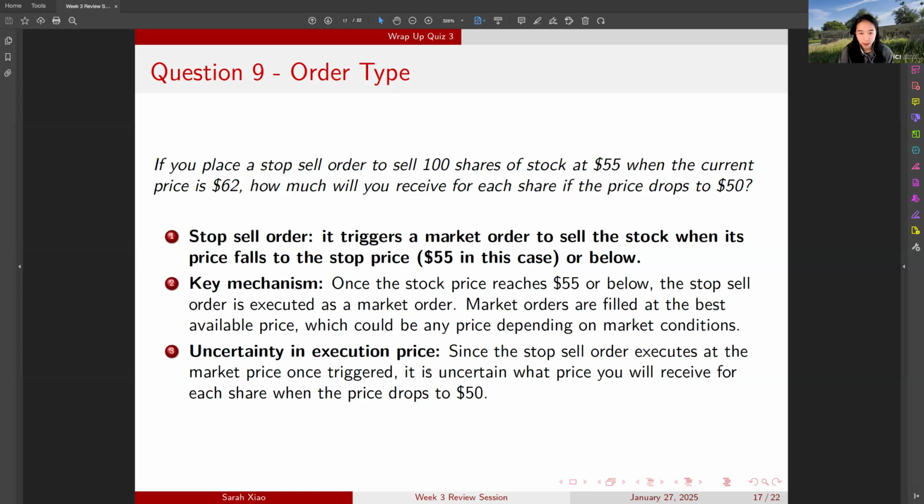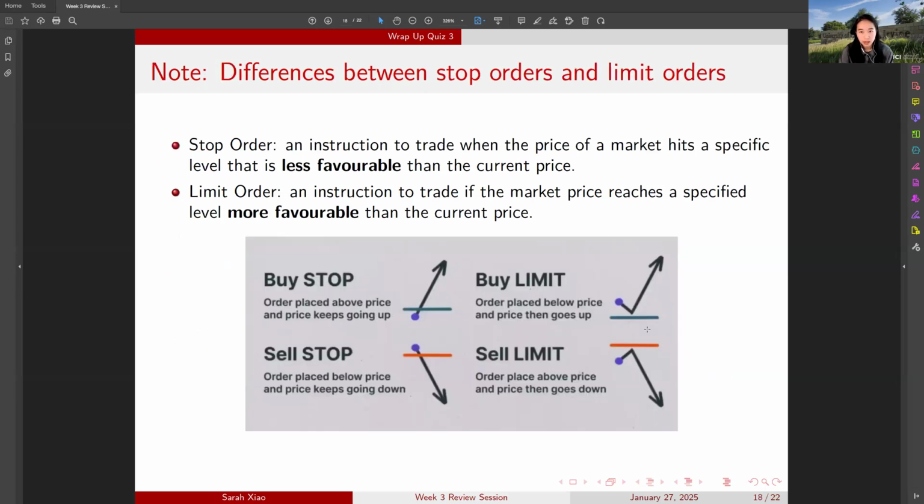So this question itself is not difficult, and I want to make a quick note here about the difference between stop orders and limit orders. The stop order is an instruction to trade when the price of a market hits a specific level that is less favorable than the current price. So we can see from the graph below, if we are placing a buy stop order, the order will be placed above the current market price, and the price keeps going up. And if we are placing a sell stop order, the order will be placed below the current market price, and the price keeps going down.